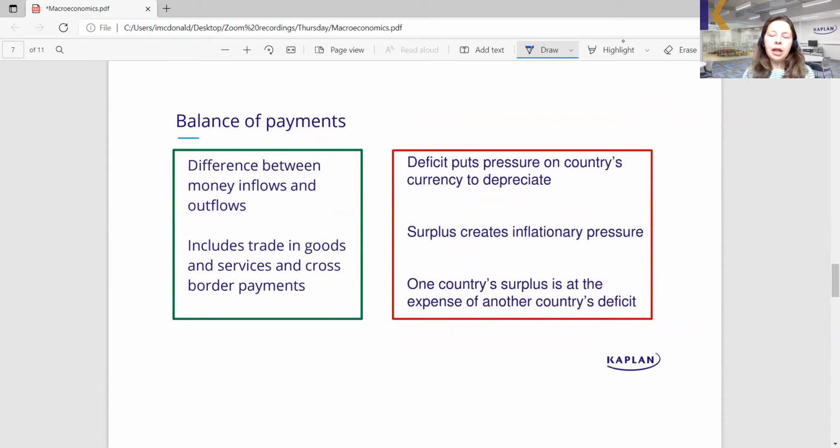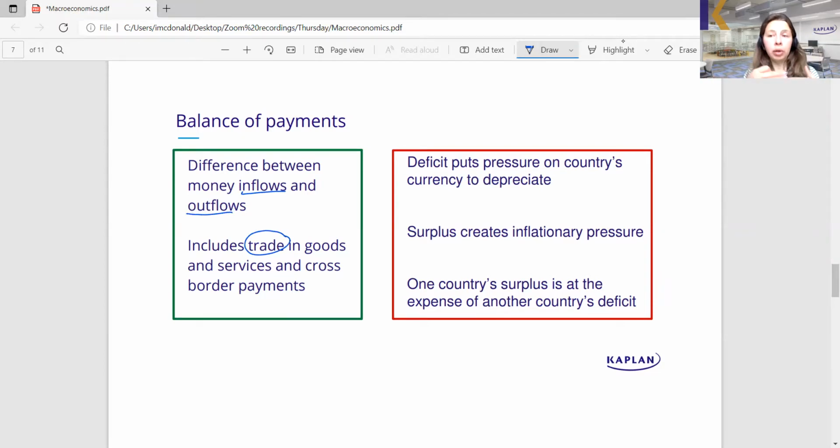Let's now have a look at the fourth macroeconomic policy objective, and that is to do with the balance of payments. The balance of payments is to do with the difference between money inflows and outflows, how much money is coming in and going out of the country. So why would money be going in and out of the country? It's because we trade in goods.